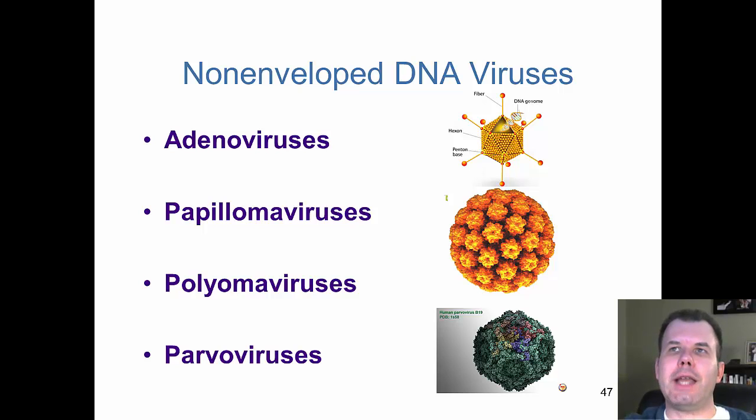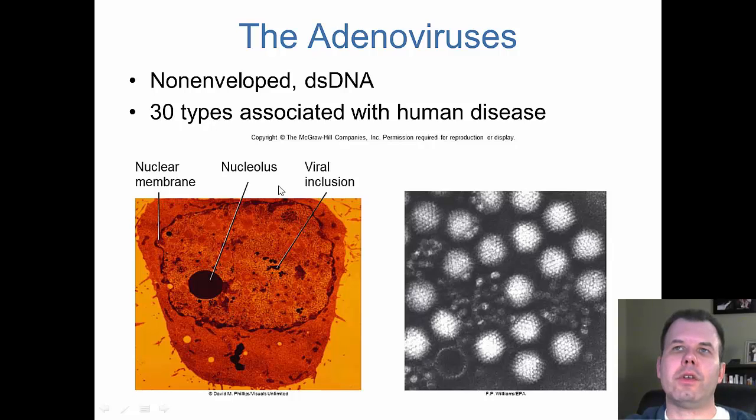We're going to finish up with the non-enveloped DNA viruses. Again, the two that we're going to primarily talk about here are the adenoviruses and the papillomaviruses. These are the ones that cause the warts, and then we'll finish up with the parvoviruses, which are the single-stranded DNA viruses. But these all are lacking in envelopes, so they just have the capsid, the spikes, and the DNA on the inside.